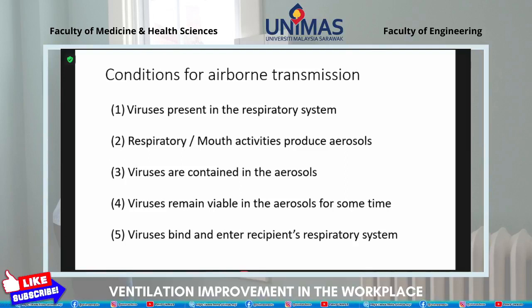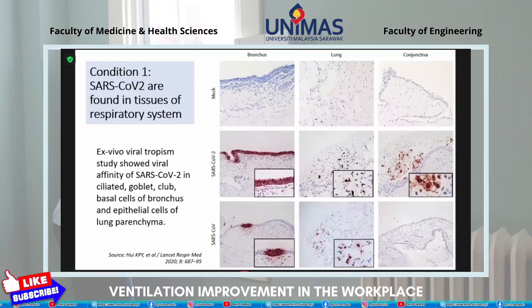And then finally, once the virus is in contact with the recipient, the viruses can bind and enter the recipient's respiratory system. Now, you have to fulfill all these 5 criteria in order for airborne transmission to occur. So let us look at all the evidence supporting this condition.